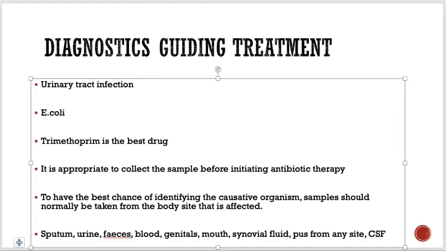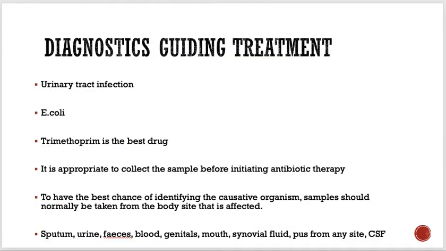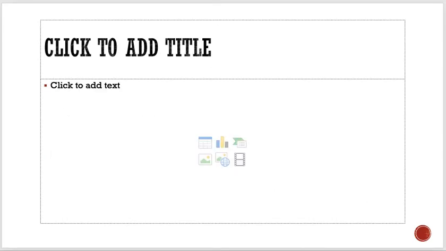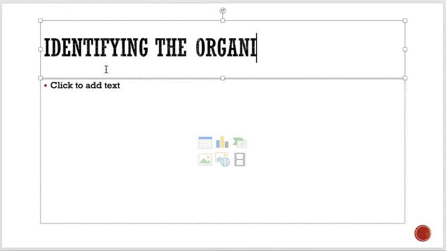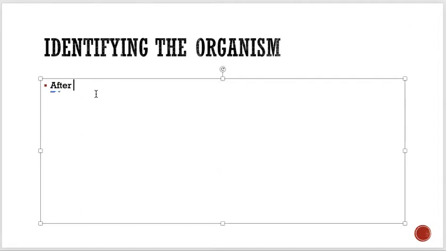So whenever we collect the sample, after collection of sample, there are two ways by which we can identify the organism. One is of course microscopy. So by microscopy, we check what shape of the organism it is. It's a cocci, it's a rod, it's a cocobacilli, and XYZ. And most of the time, this microscopy is done after gram staining.